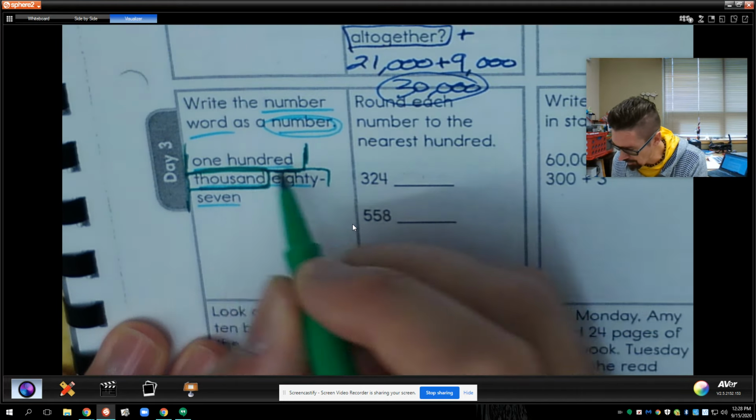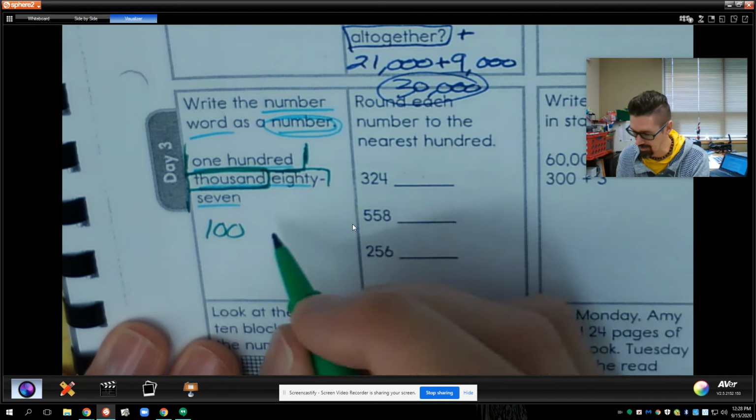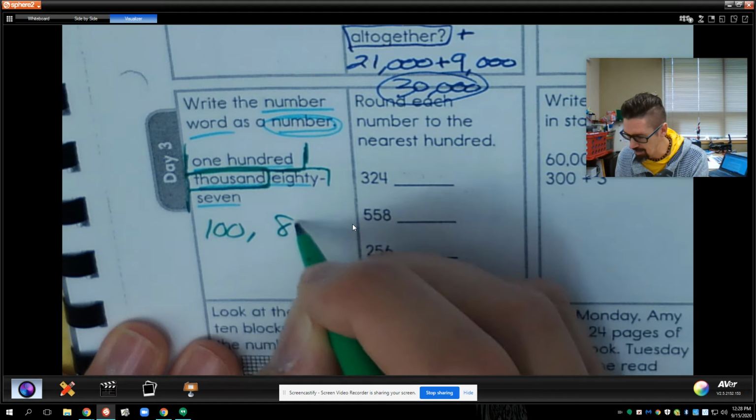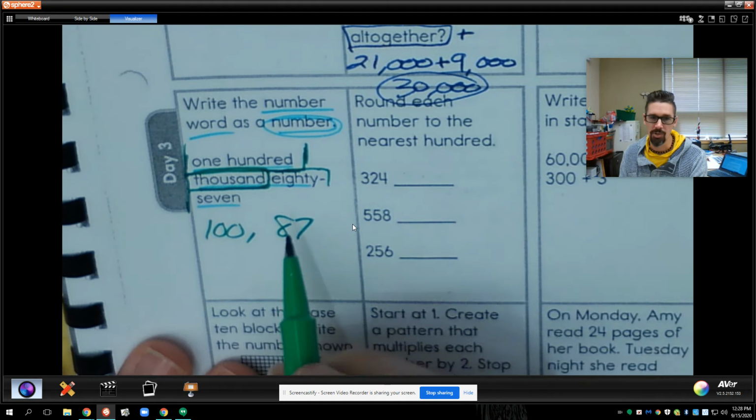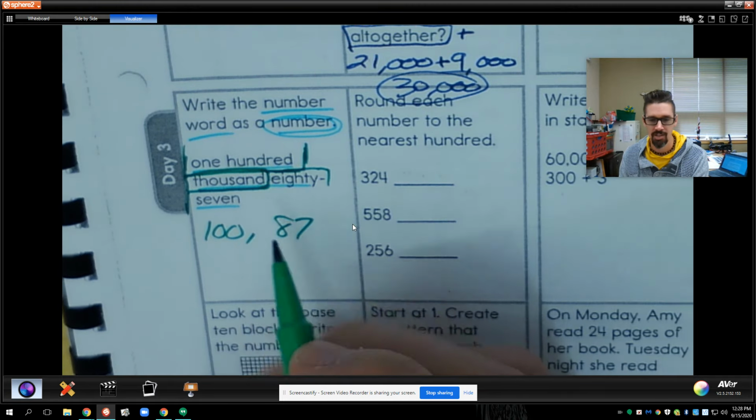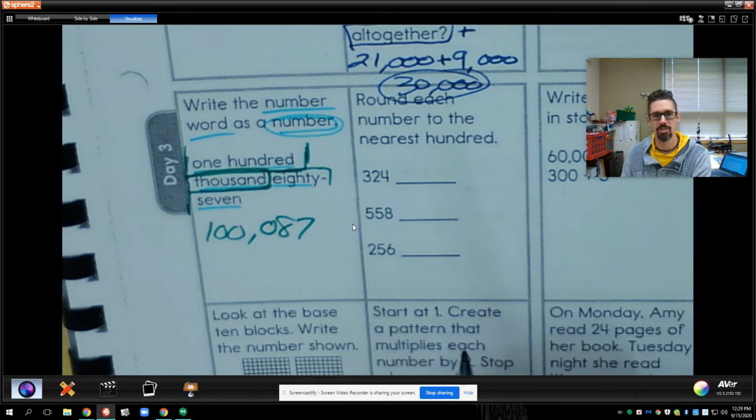So I'm going to look at this 100. How do I write 100? Well, that's 100, and that's in the thousands place value. And then I have 87. Well, I know 87 looks like that. We don't leave it like this because, does it have any hundreds here? There's no hundreds there. So no hundreds means 0. There are 0 hundreds.